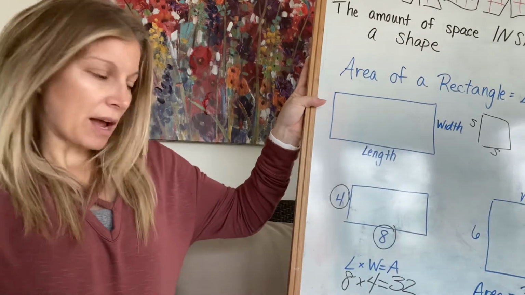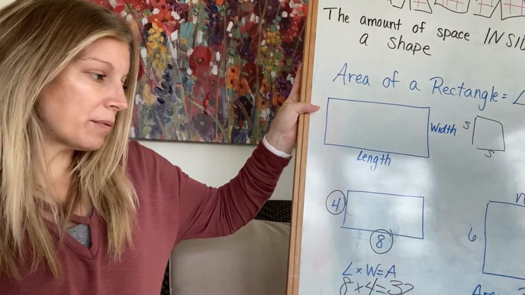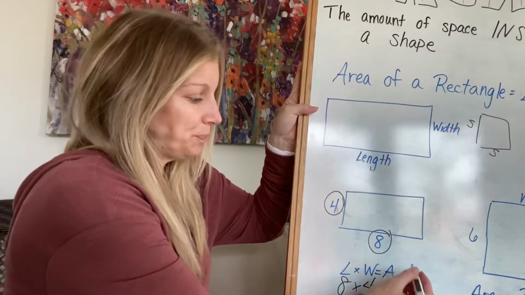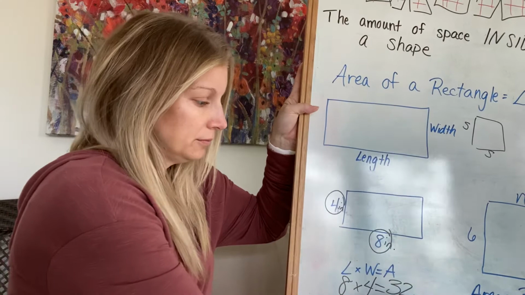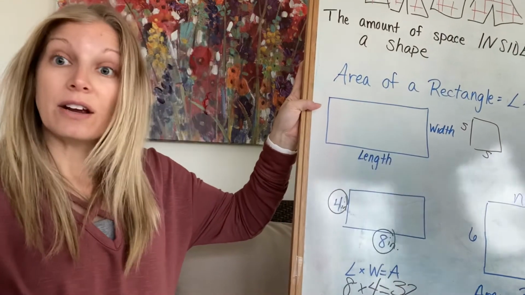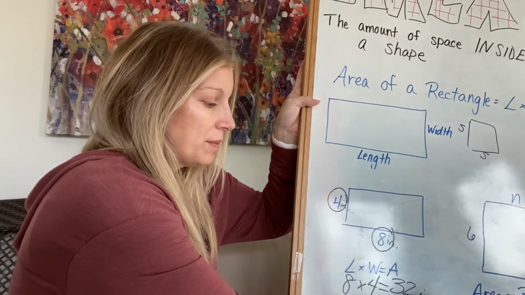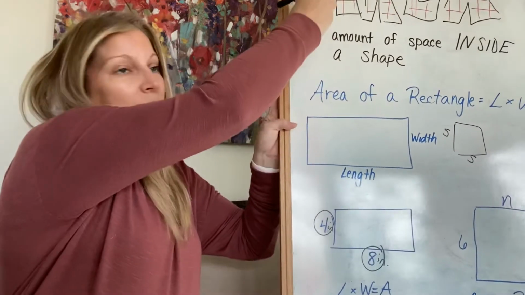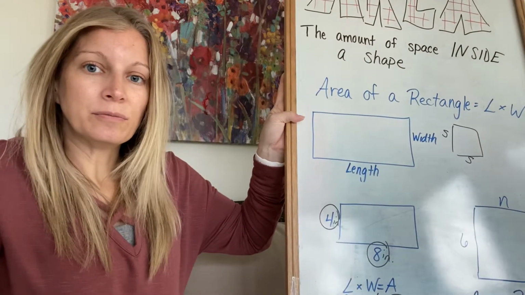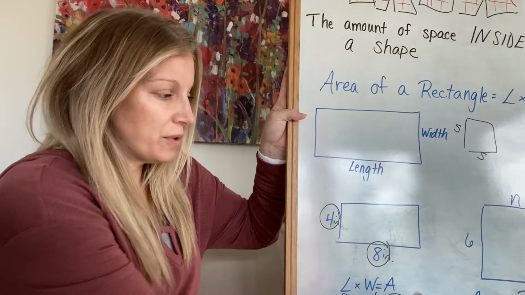I didn't really talk about any labels when we talked about perimeter, but whenever we have labels, let's say this is inches. When you find area, your label will be inch times inch, and it would be square inches, like how many squares are in that rectangle. So it would be 32 inches squared.